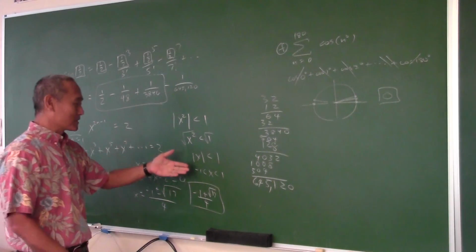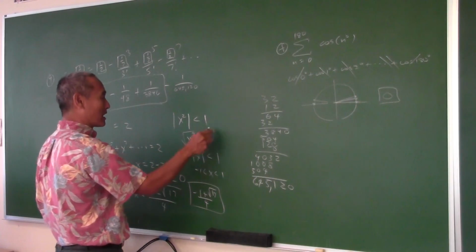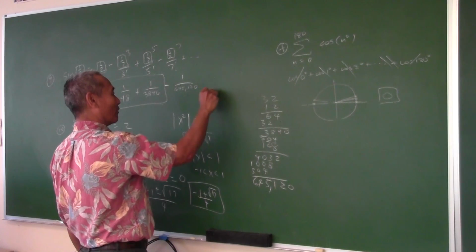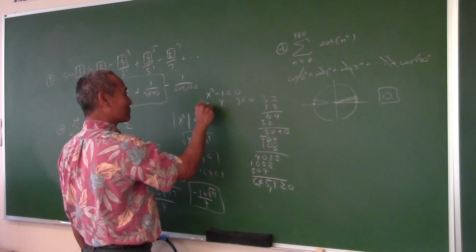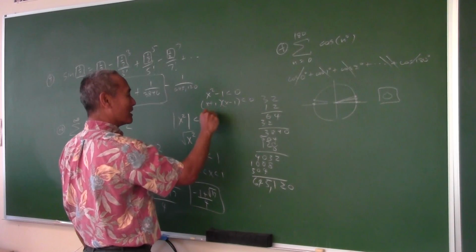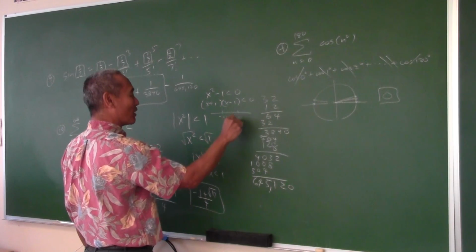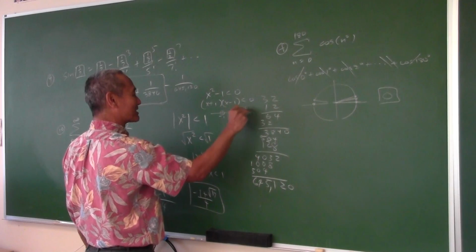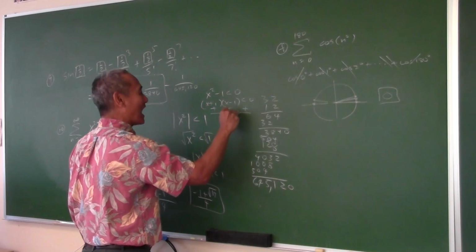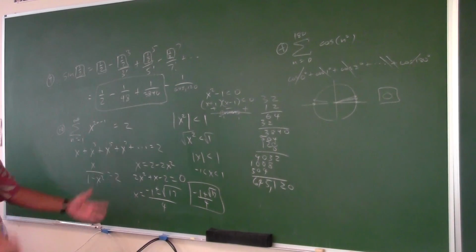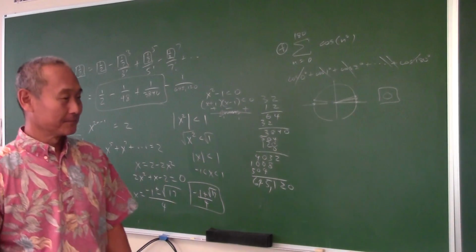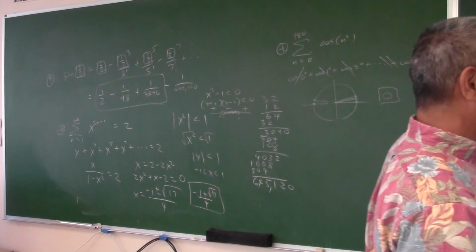Now, if you have problems solving, instead of square rooting both sides, maybe you should do this. Make one side 0, factor x plus 1, x minus 1. Make a number line, negative 1 and 1. Plus, minus, plus. Whatever, solve it. All right, hey, that's the last problem.